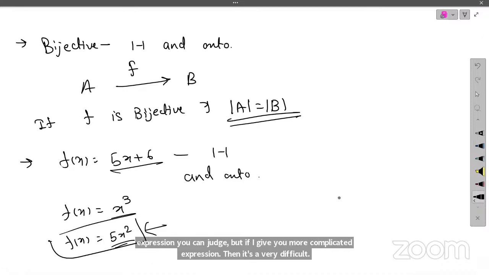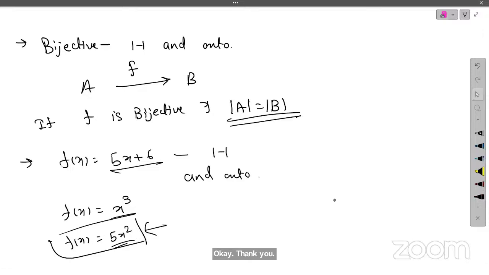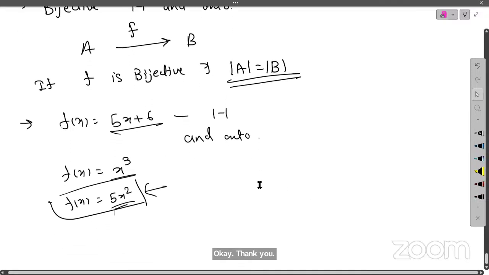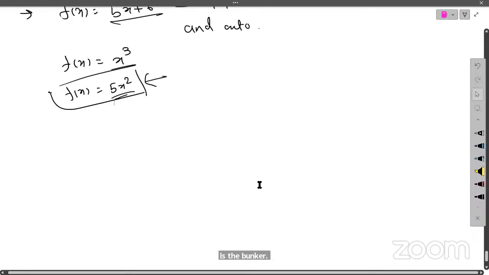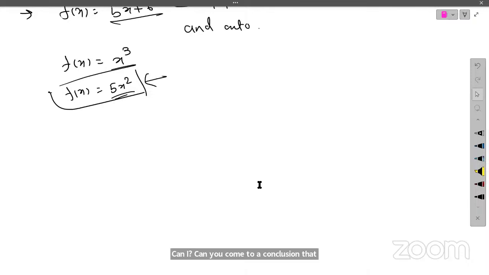Yes, Dipankar. Ma'am, am I audible? Yeah. Ma'am, can we come to the conclusion that all the one-to-one functions have... Sorry, what? All the... Yeah.